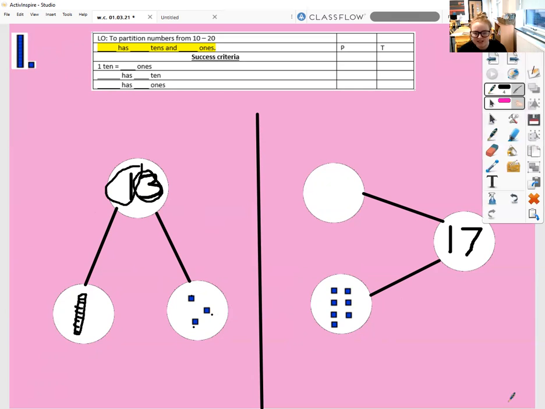Can you have a go at completing this one, please, and coming back? Pause your screens.